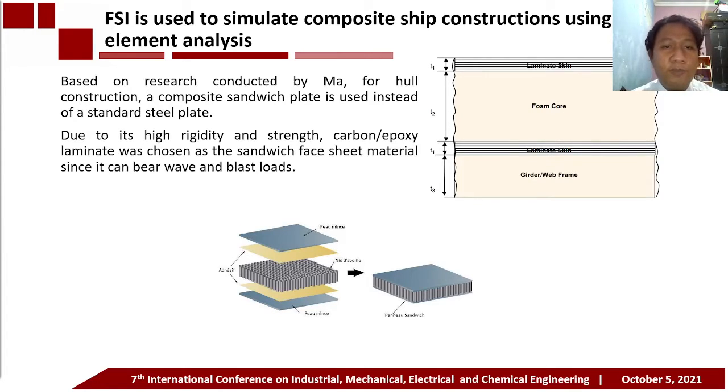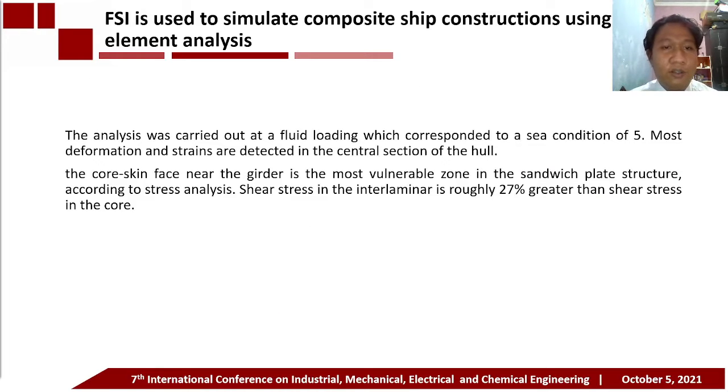Based on research conducted by Ma, for hull construction, a composite sandwich plate is used instead of standard steel plate. Due to its high rigidity and strength, carbon epoxy laminate was used as the sandwich face sheet material since it can bear wave and blast loads. The analysis was carried out with fluid loading which corresponded to sea state 5. Most deformation and strain are detected in the central section of the hull. The core skin face near the girder is the most vulnerable zone in the sandwich plate structure. According to stress analysis, shear stress in the laminate is roughly 27% greater than shear stress in the core.